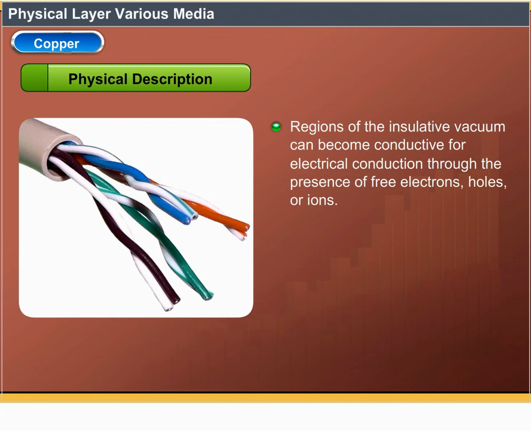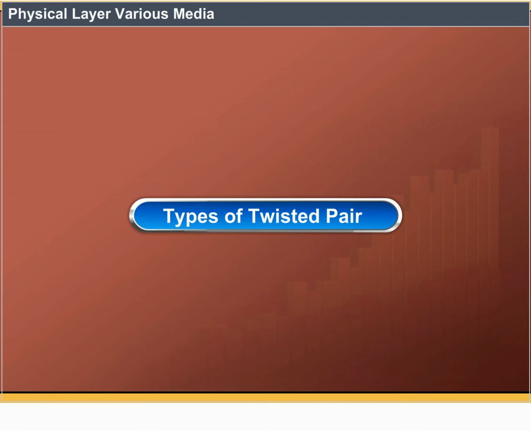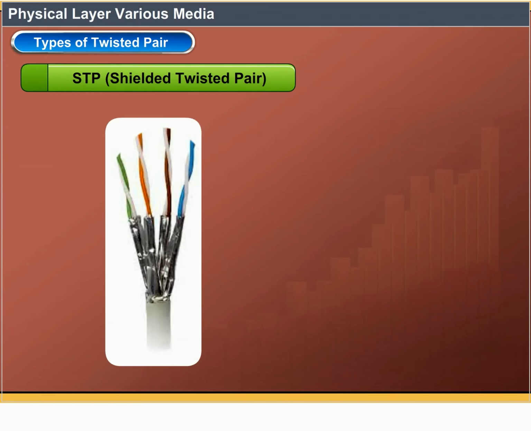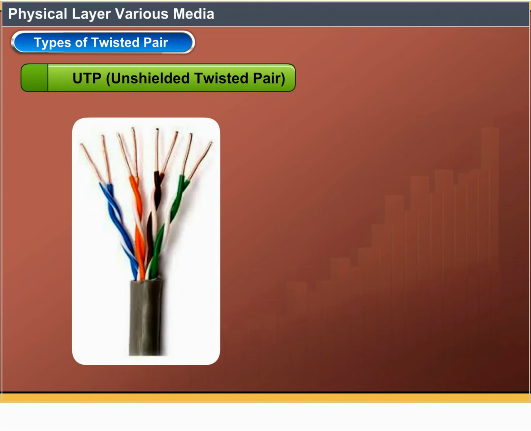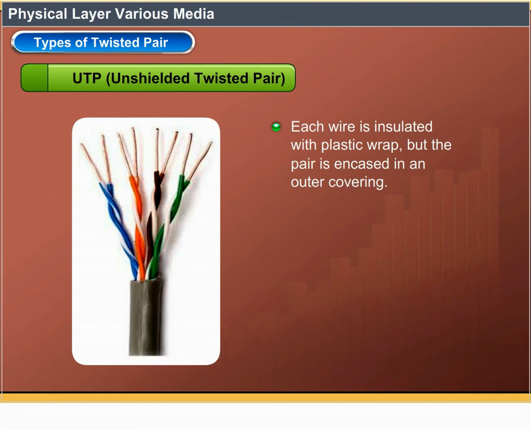Types of twisted pair: STP, or shielded twisted pair. The pair is wrapped with metallic foil or braid to insulate the pair from electromagnetic interference. UTP, or unshielded twisted pair. Each wire is insulated with plastic wrap, but the pair is encased in an outer covering.